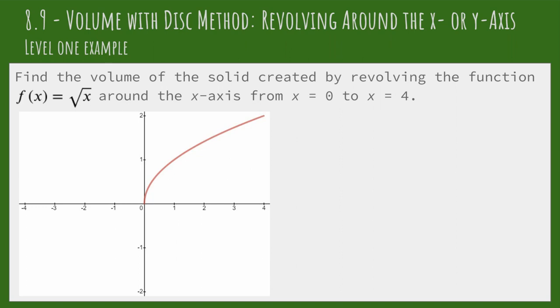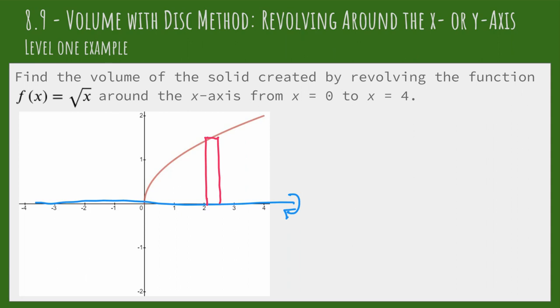So first thing I'm going to do on a problem like this is make sure I know what my axis of revolution is. That's going to be the x-axis in this example. So I'll usually draw a little arrow circling the x-axis, and I like to include a Riemann sum rectangle and think about what's going to happen as that rectangle revolves around the x-axis.